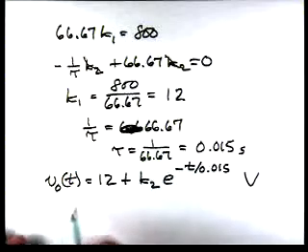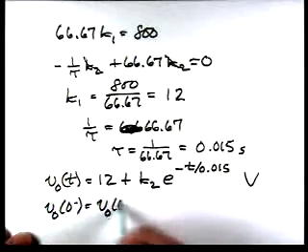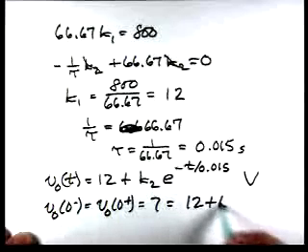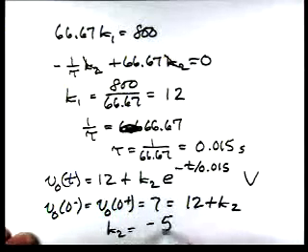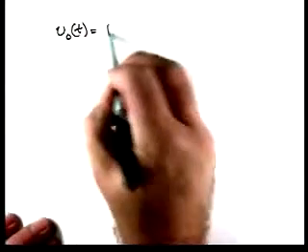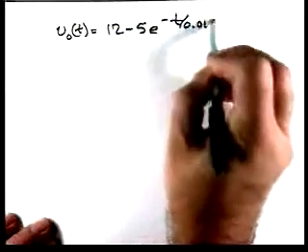We can do that because we know that V0 of 0 minus equals V0 of 0 plus is 7. And that's 12 plus K2. So then K2 has to equal minus 5. So then our solution is V0 of t is 12 minus 5 e to the minus t divided by 0.015 volts.